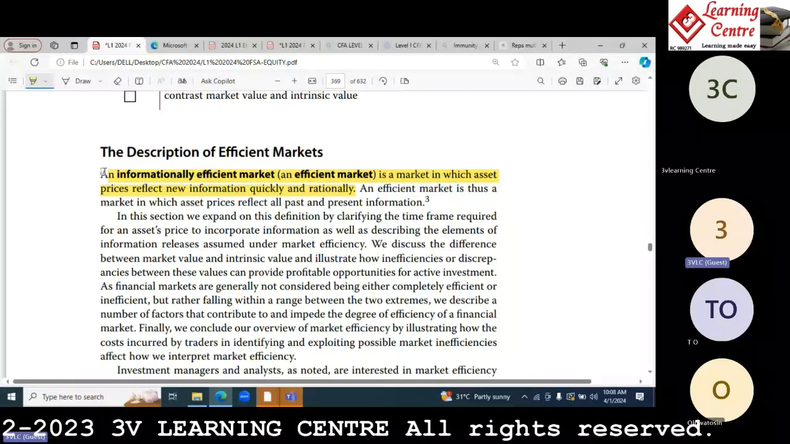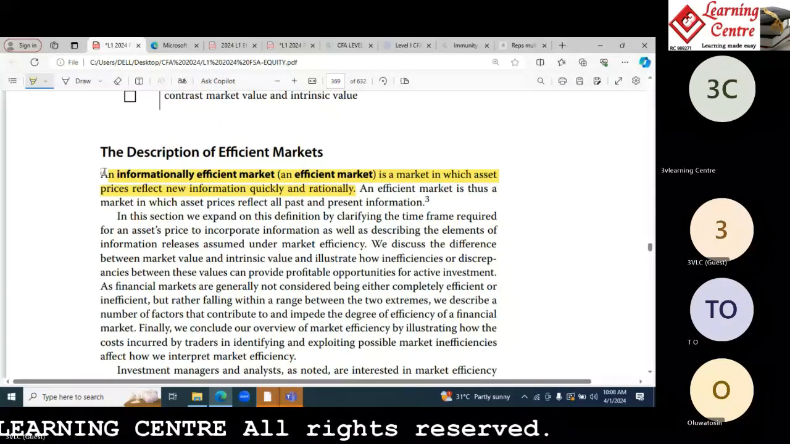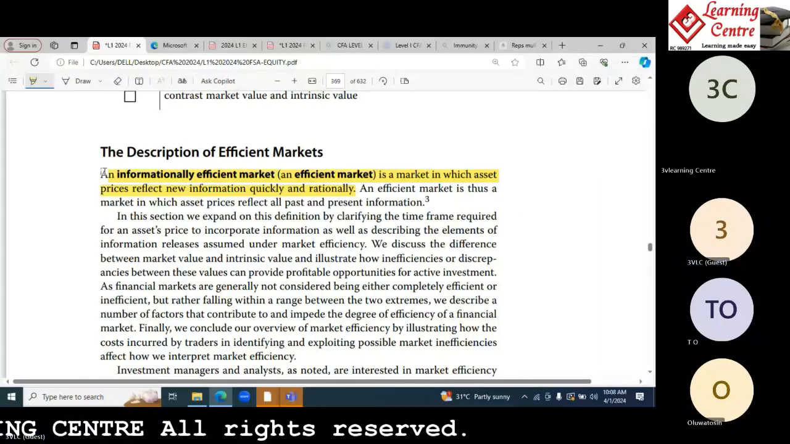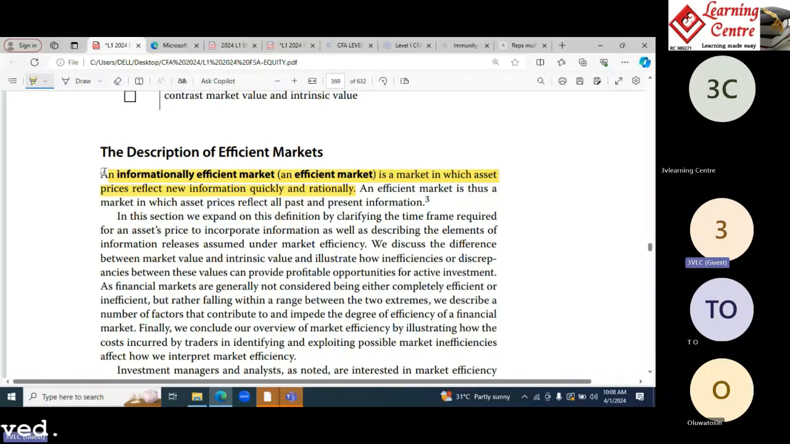Information should, when we say quickly, what we mean is at the click of the button. Now, what do I mean by at the click of the button? Everybody, we have what we call information traders, meaning information-driven investors. These are investors that invest or trade an instrument based on information.